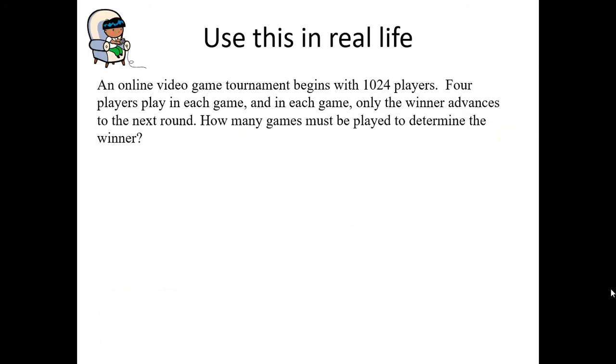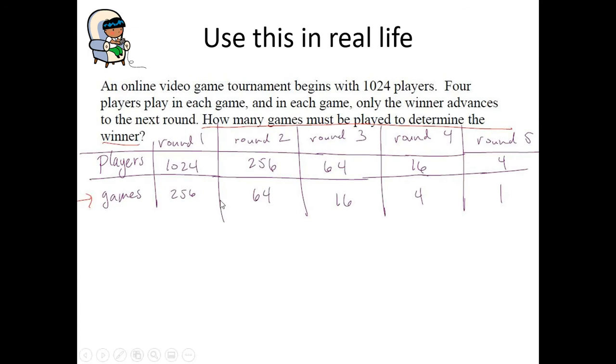Finally, a real-life application. An online video game tournament begins with 1,024 players. 4 players play in each game, and in each game only the winner advances to the next round. How many games must be played to determine the winner? Well, let's look at this. I've got players and how many games. If I've got 1,024 players, that means I'm going to have 256 games going on, since 1,024 divided by 4 is 256. Those 256 winners are going to move to the second round.